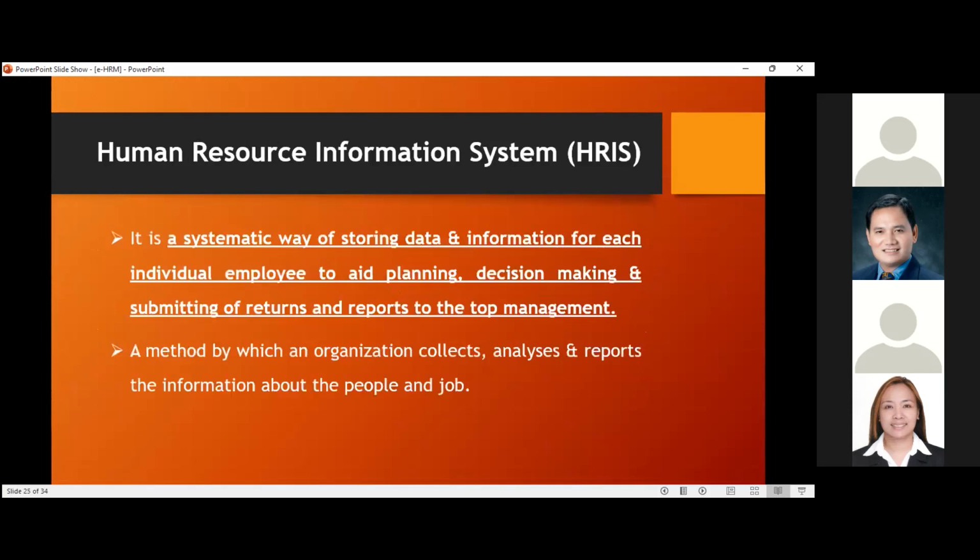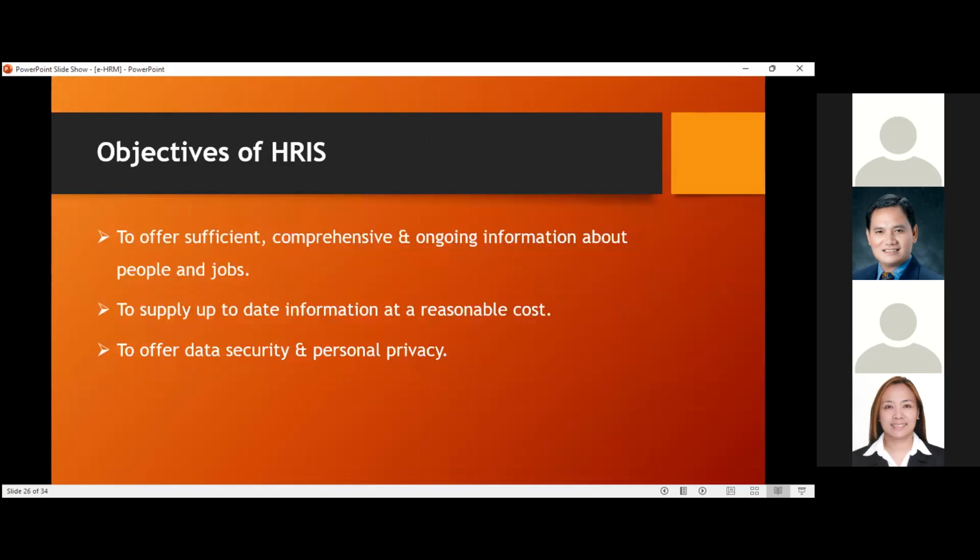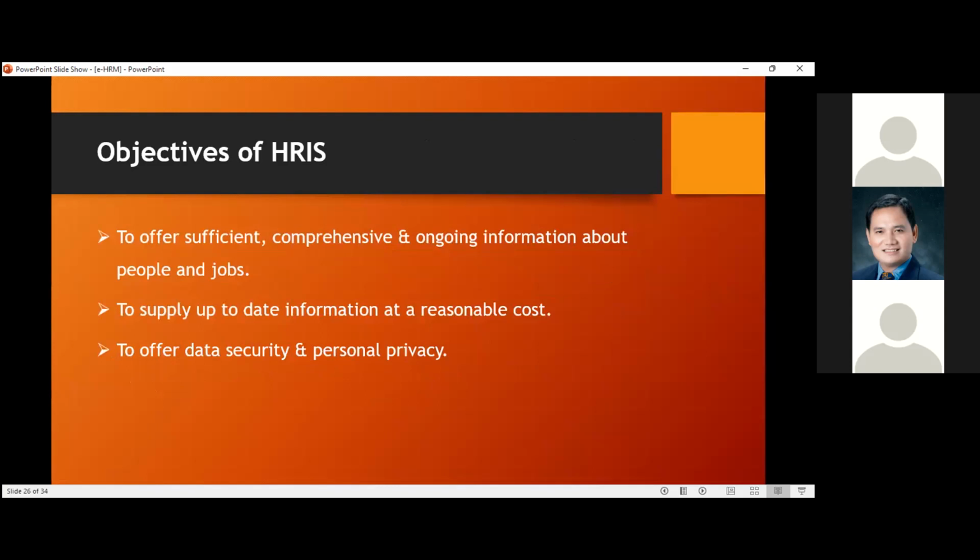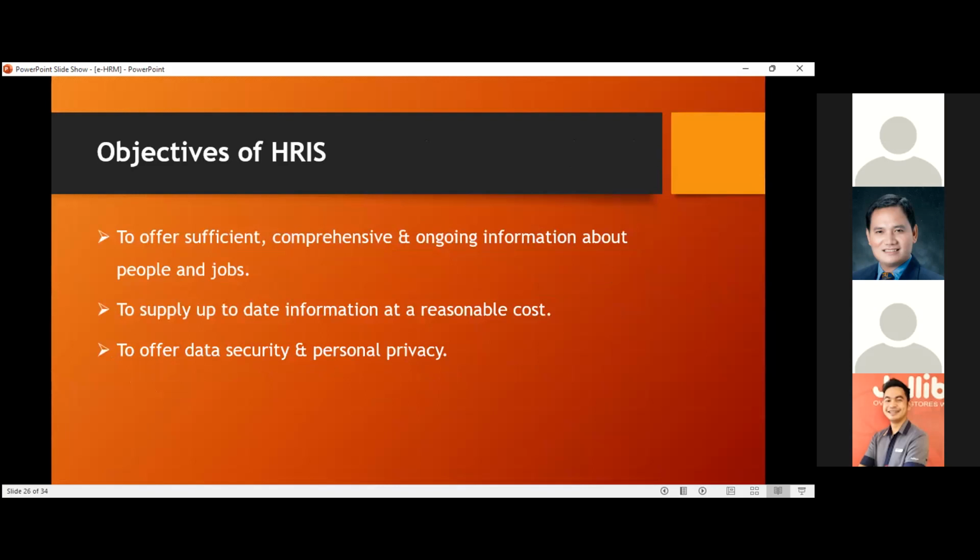So, human resource information system is a systematic way of storing data and information for each individual employee to aid planning, decision making, and submitting of returns and reports to the top management. A method by which an organization collects, analyzes, and reports information about the people and jobs. Objectives of human resource information system: to offer sufficient, comprehensive, and ongoing information about people and their jobs, to supply up-to-date information at a reasonable cost, to offer data security and personal privacy.